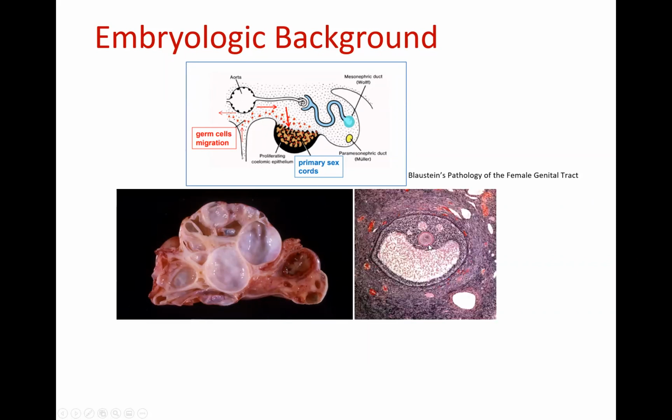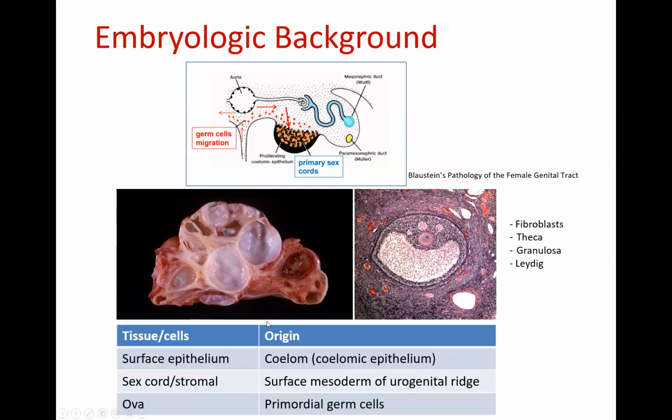And this is the microscopic counterpart. We are all familiar with granulosa cells. Outside the granulosa cells, this is the maturing follicle. Outside, you have theca cells. So theca cells and granulosa cells represent the sex cord elements that invaded the gonad. Again, this is a table to summarize the 3 sources, the 3 types of tissues you see in the ovary, and the source of each.